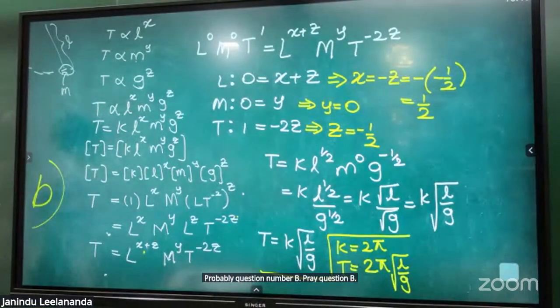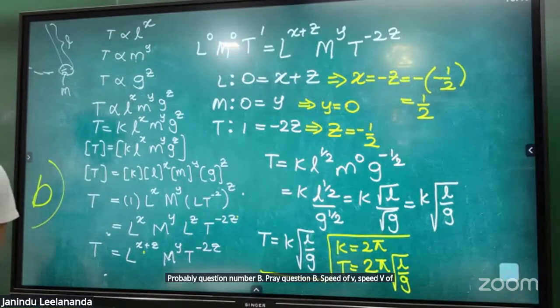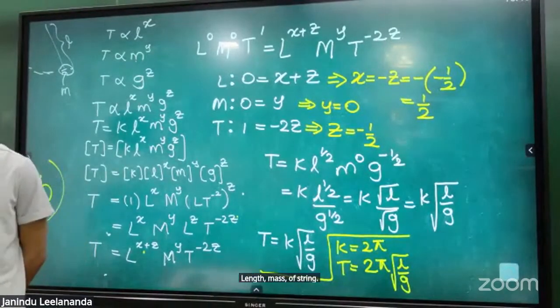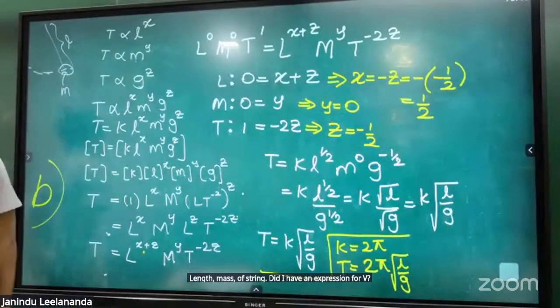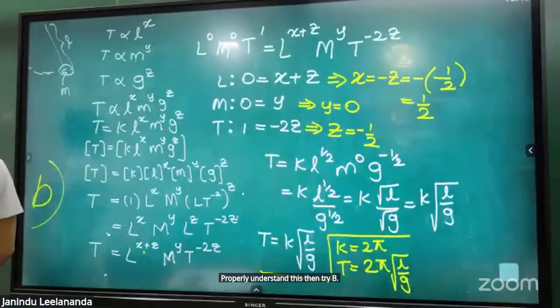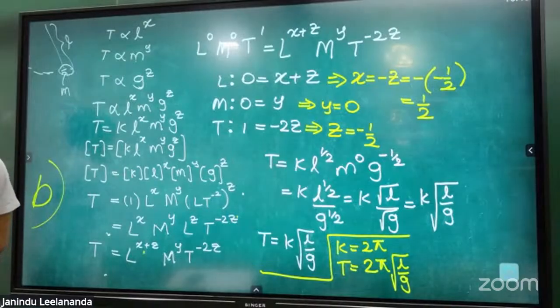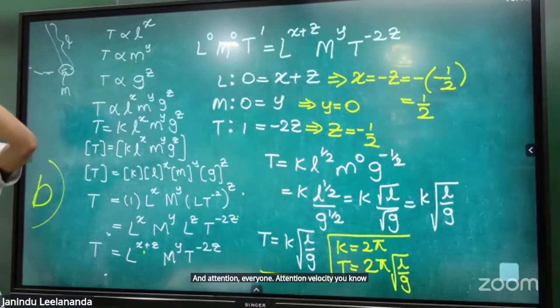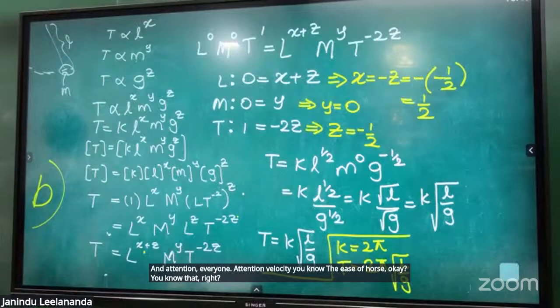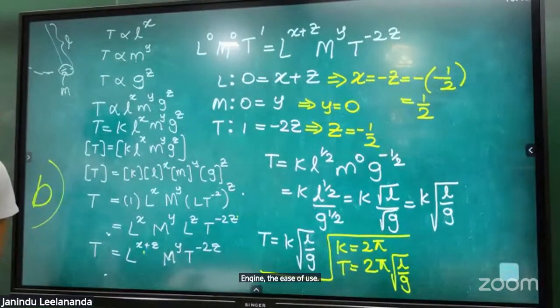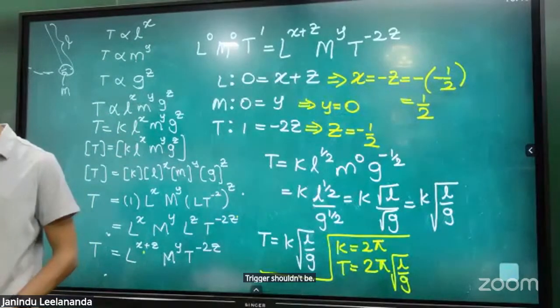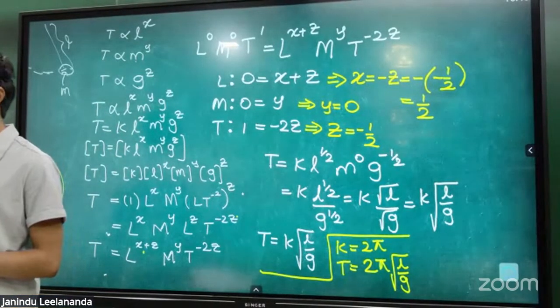Try question B. The speed V of a transverse wave traveling along a stretched string depends on the tension, length, and mass of the string. Derive an expression for V. Properly understand this, then try B. And attention everyone, velocity you know. Tension, T is a force, okay? You know that, right? Tension, T is a force. Try question B.